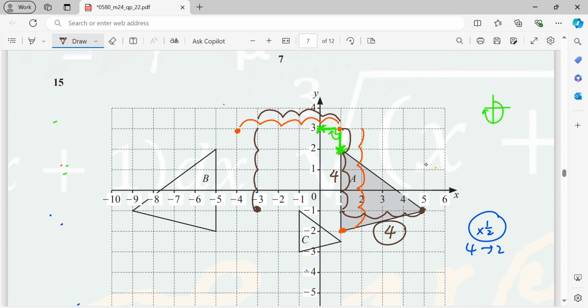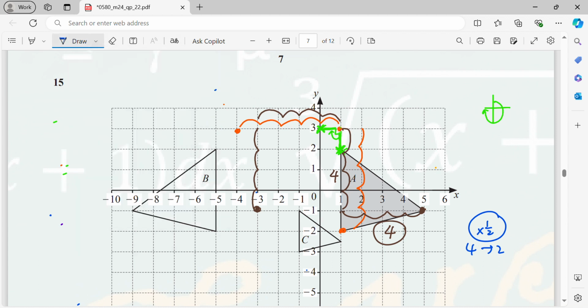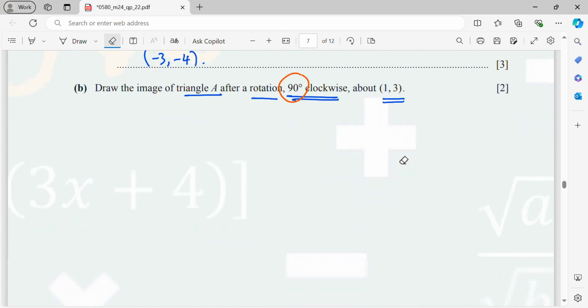Okay, so now you just need to join these 3 new points. So my answer will be, just use a ruler and join the points. Okay, so this is my A prime. So this is how I solve the question, part 3. Okay, done for the question B.